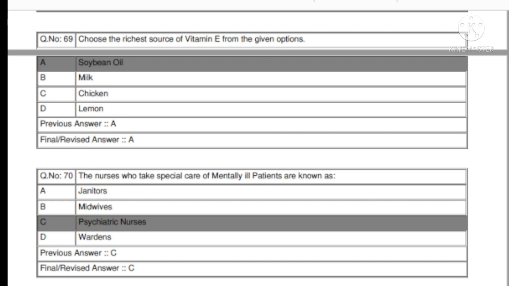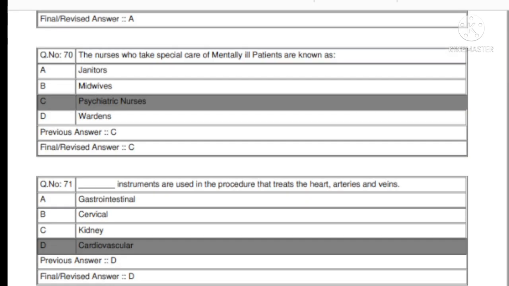Question number 69. Choose the richest source of vitamin E from the given options. Soybean oil, milk, chicken, lemon. Its answer is soybean oil. Soybean oil is the richest source of vitamin E, not milk, not chicken, not lemon. Question number 70. The nurses who take special care of mentally ill patients are known as janitors, midwives, psychiatric nurses, wardens. C part is the answer, psychiatric nurses.